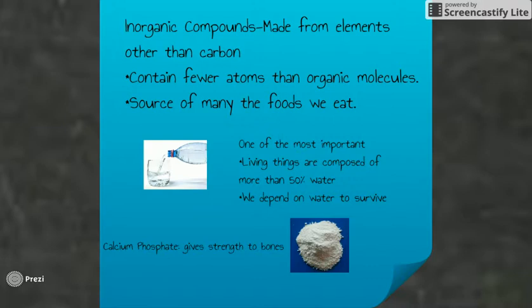Inorganic compounds are made from elements other than carbon and usually contain fewer atoms than organic compounds. Inorganic compounds are found in many of the foods that we eat. One of the most important inorganic compounds is water, as living things are composed of more than 50% water. We depend on water to survive, and we could only live a few days without it. One other example of an inorganic compound is calcium phosphate, which gives strength to the bones. Calcium phosphate can be found in milk or other dairy products.